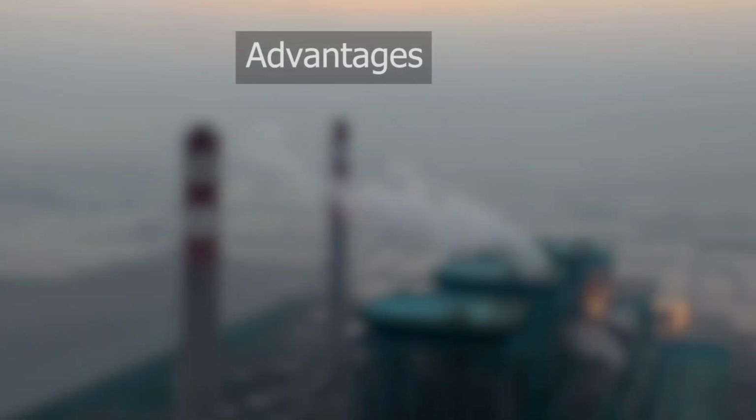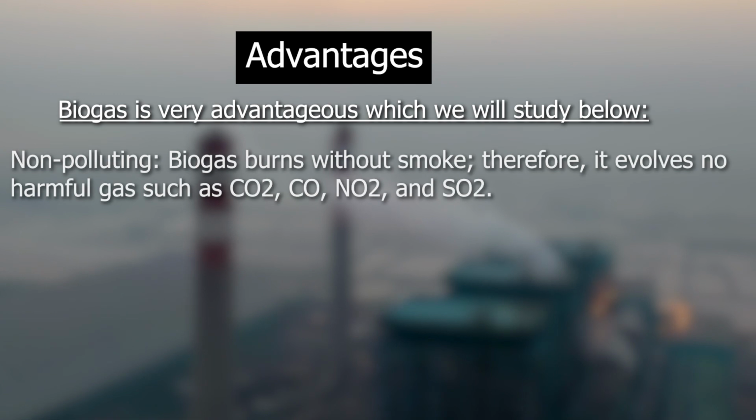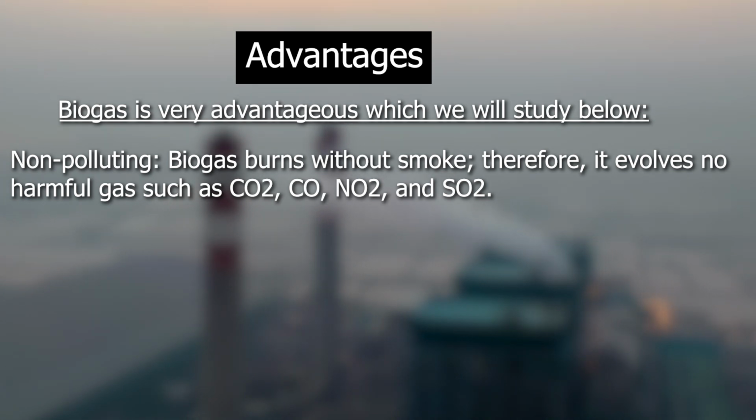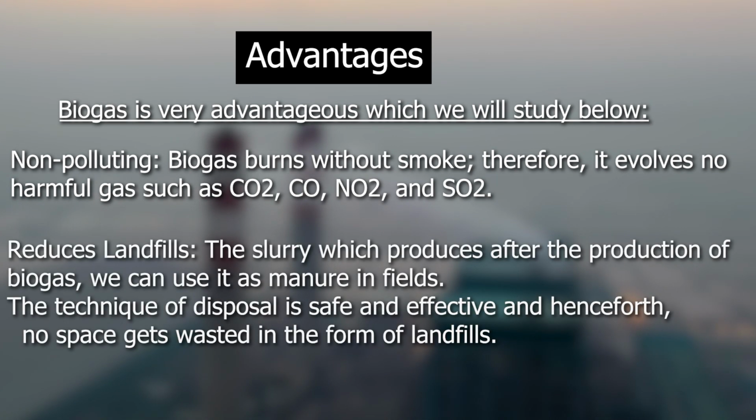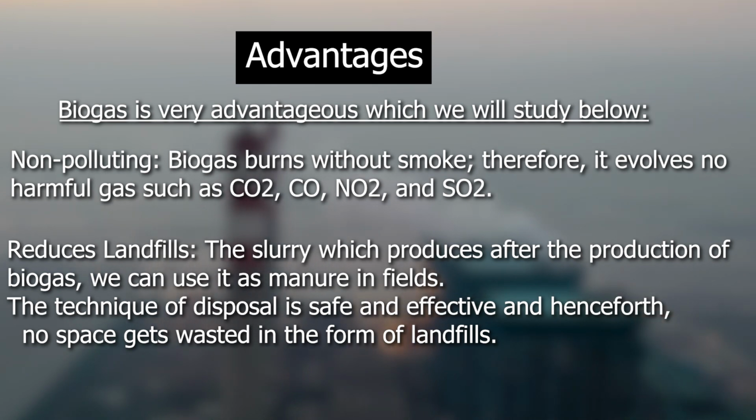The next one is the advantages and disadvantages of biogas. So, first we are discussing the advantages of biogas. Biogas is very advantageous, which we will study below. The first point, non-polluting, that is, biogas burns without smoke, therefore it involves no harmful gases such as CO2, CO, NO2 and SO2. The second point, reduce landfills. The slurry produced after the production of biogas, we can use as manure in the fields. The technique of disposal is safe and effective and henceforth no space gets wasted in the form of landfills.